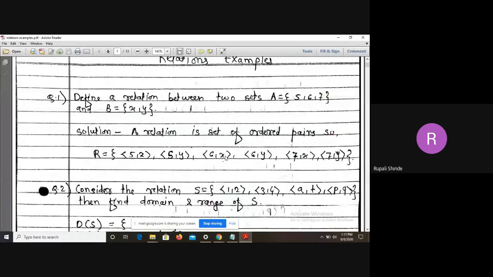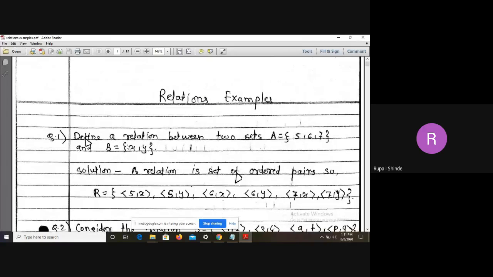Okay, so last lecture we have seen what are the different properties of relations. In that we have seen reflexive property, symmetric, transitive, antisymmetric, and irreflexive property. So there are total 5 properties of relations we have seen yesterday. So today we are going to solve some examples based on it.